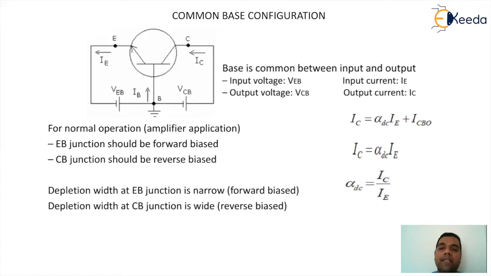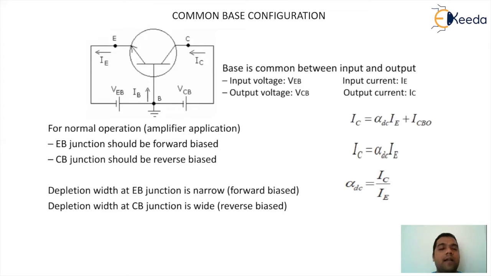So now when I see IC equal to alpha times IE, I can see a small contribution, ICBO. Now what is this contribution? This contribution is defined as the leakage current or the reverse saturation current between the collector and the base when the emitter terminal is kept open. And that's the reason it is defined as ICBO.